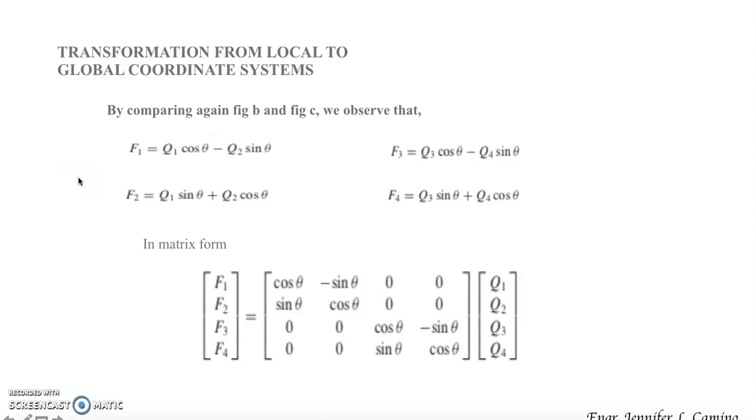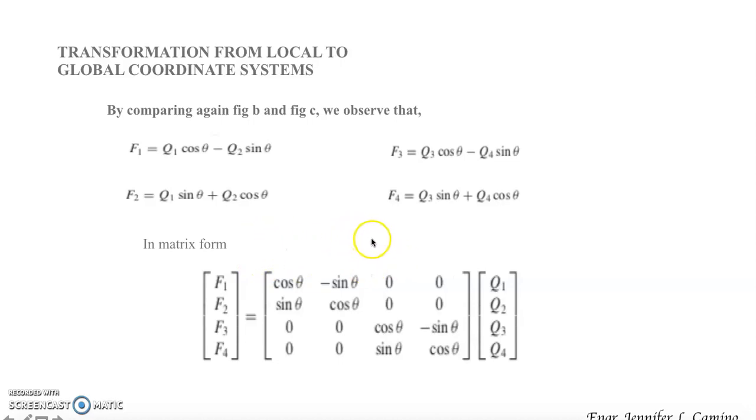We're going now to get the x and y component for the local coordinate system for each member. So if we're going to have the transformation of the local coordinate system to global coordinate system, we can have this equation. We have now the equation for F1, F2, F sub 3, and F sub 4. This equation can be written in matrix form. So this is the equation in matrix form. Of course, this is per member.